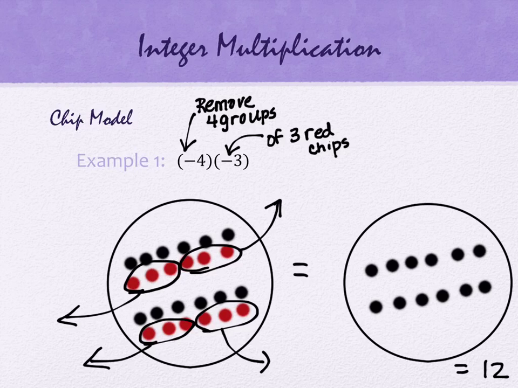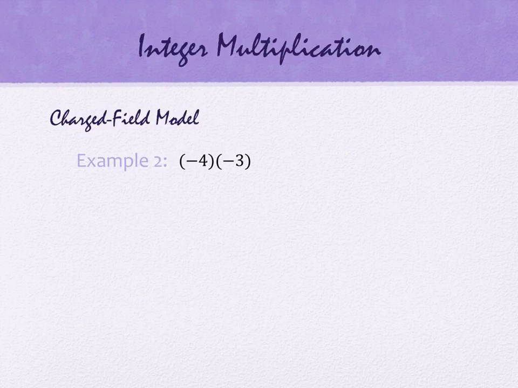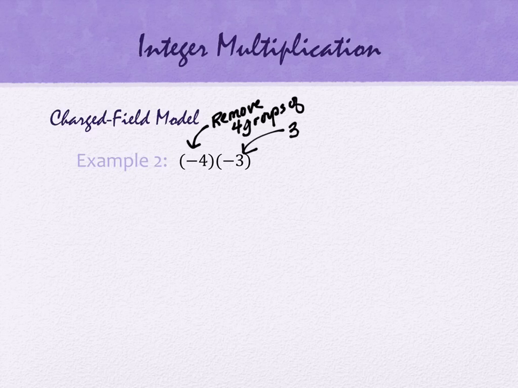Okay, we're going to do the same thing with the charged fields model. Of course, it's very little different, but we'll write it down anyway. So this is going to be we remove 4 groups of, and this right here tells us that it's 3 negative charges.